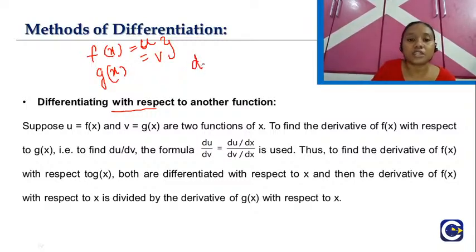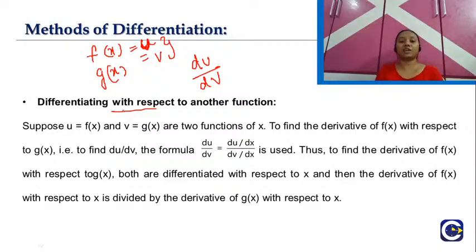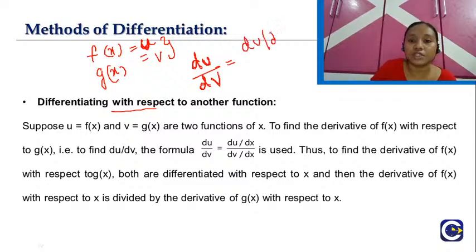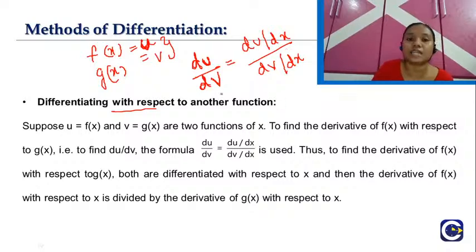So now you have to find du by dv. That means this function u differentiated with respect to the other function v. So here we have to find the differentiation of one function with respect to the other. First you can differentiate the u function with respect to the x variable, divided by the differentiation of the v function with respect to the x variable. So dx will get cancelled, and you end up having du by dv.